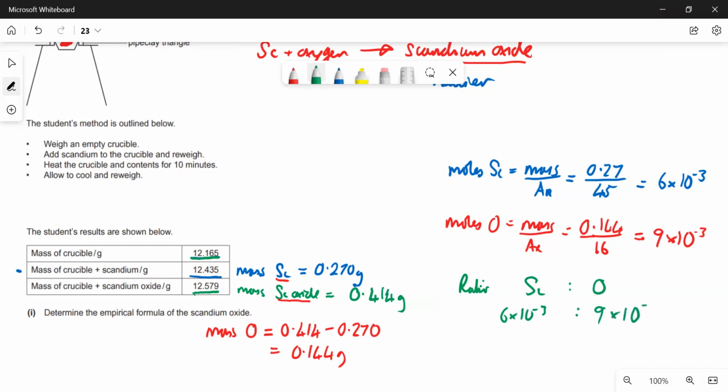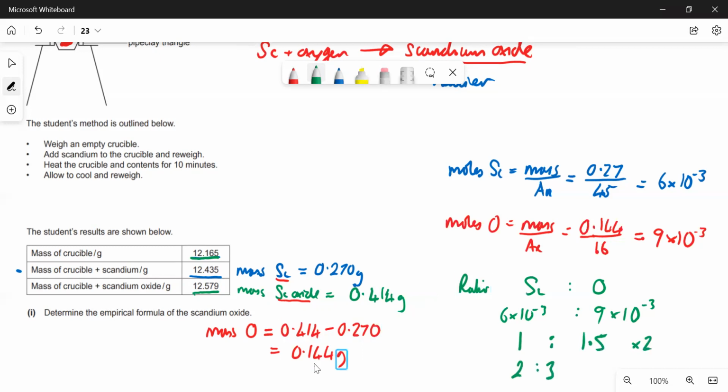Now you can probably see that that is already a 2 to 3 ratio. The normal thing we do is divide by the smallest number. The smallest number is 6 times 10 to the minus 3. So divide by that, you're going to get 1. 9 divided by 6 gives you 1.5. That's not the simplest ratio, so we have to times that by 2. That gives us a 2 to 3 ratio.